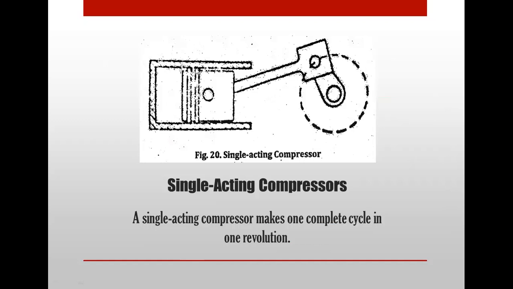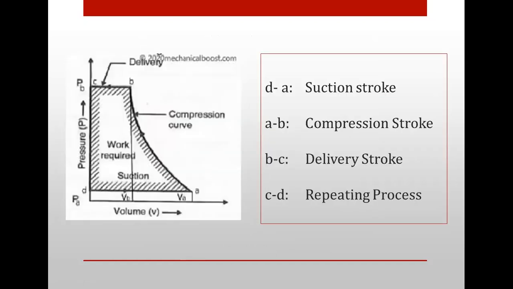Above the cylinder, there is only one valve. Because it has one valve, that also means there is only one compression cycle for each revolution of the crankshaft. So for every revolution of the crankshaft, only one compression cycle is completed by the single acting compressor. So I have here a PV diagram of the single acting compressor.